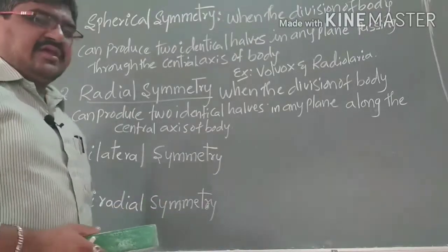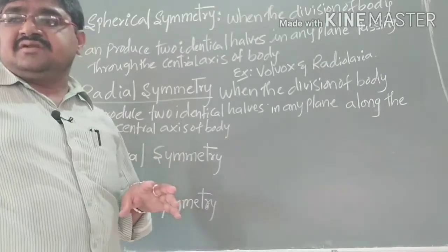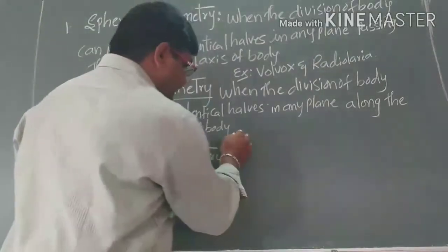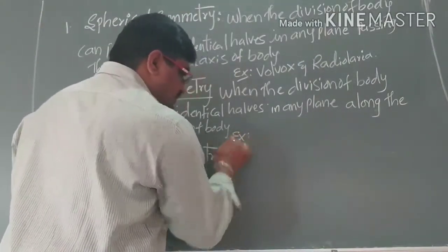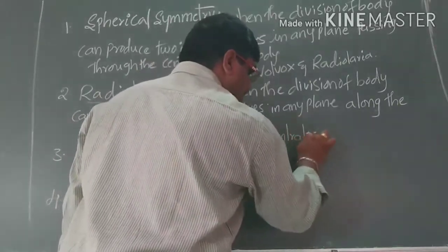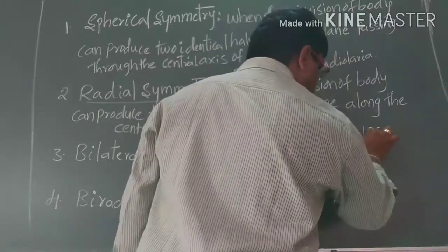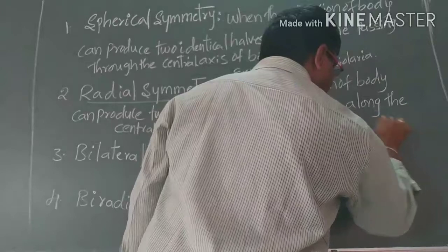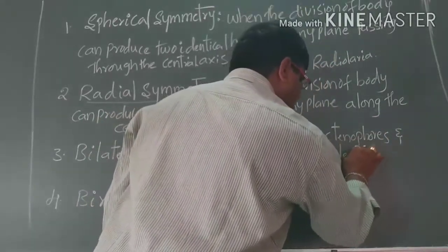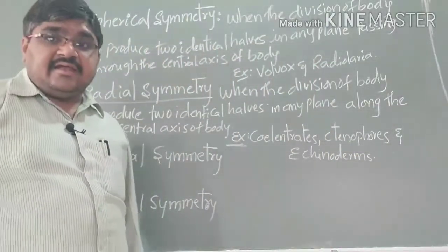Here the radial symmetry is classified into three types. Examples where we can see the radial symmetry are the coelenterates, the ctenophores and echinoderms.